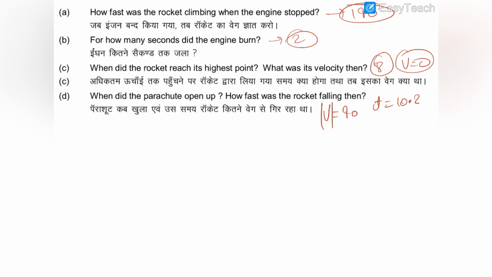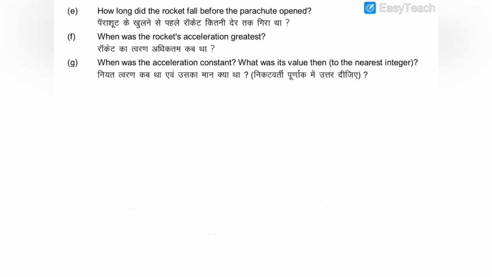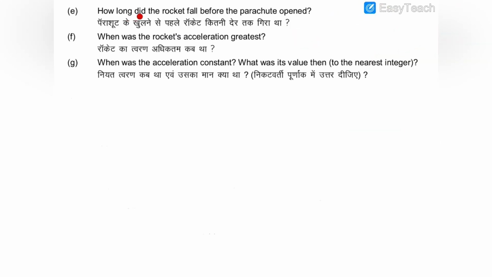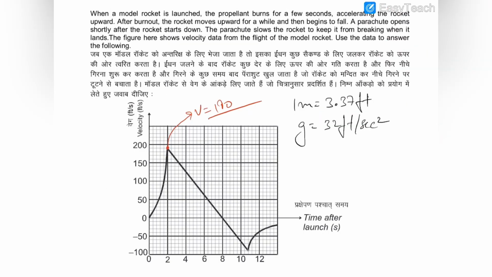This is 10.8 seconds. Now, how long does this rocket fall before the parachute opened? Again it is being asked how much time the rocket has taken to reach the ground after opening the parachute. I guess the question is how long the rocket fell before the parachute opened. So we have to find out the time of free fall of this rocket.